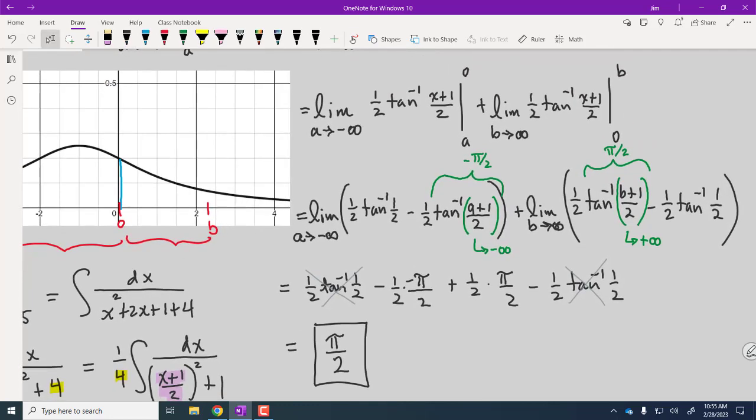Any questions on that limit process? So arctangent is going to come up a lot because it's got these horizontal asymptotes, so it can create a lot of finite areas when you're dealing with improper integration.